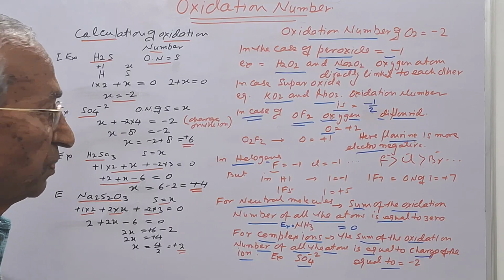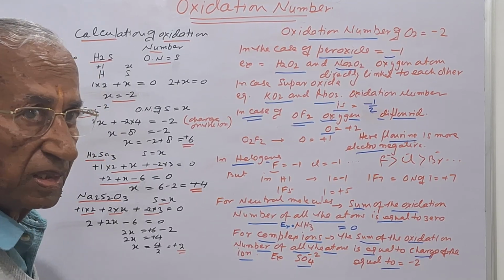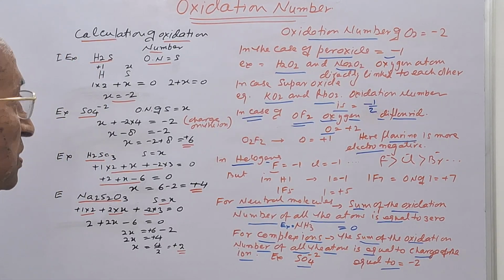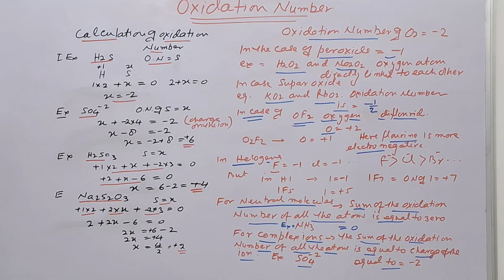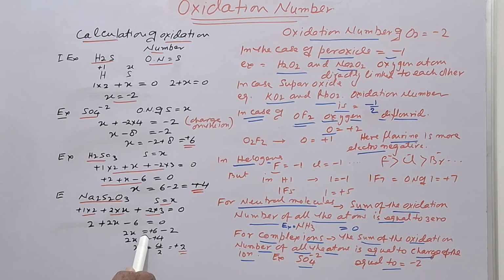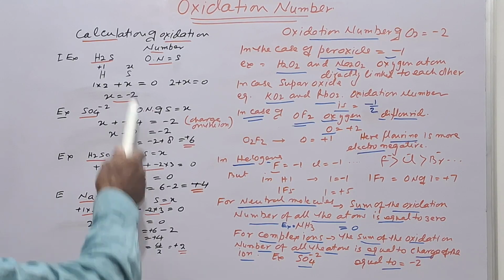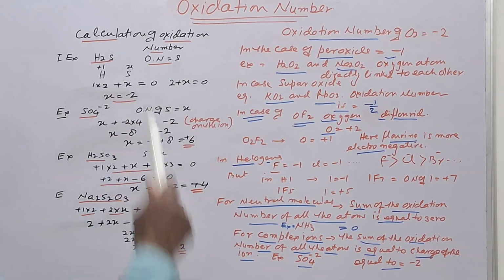So the point to be remembered is the electronegativity of the atoms. Now here I will explain some examples of how to calculate the oxidation number.